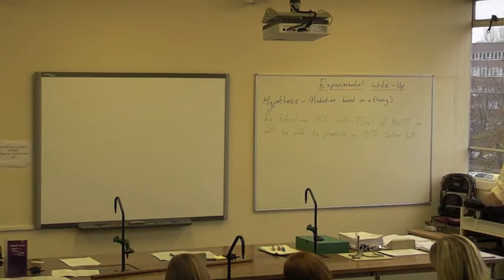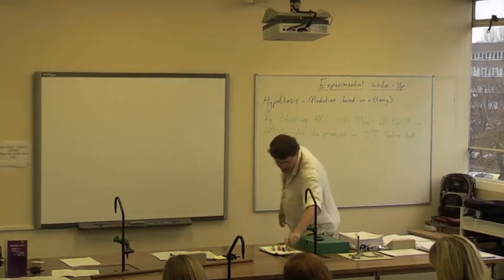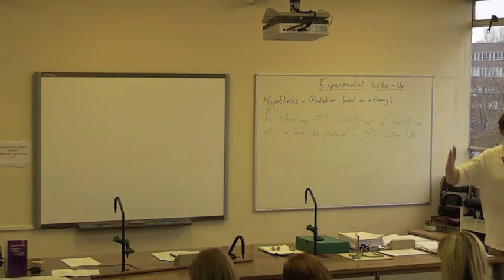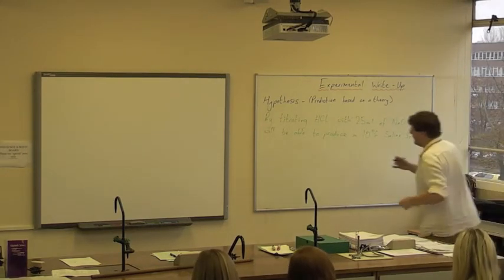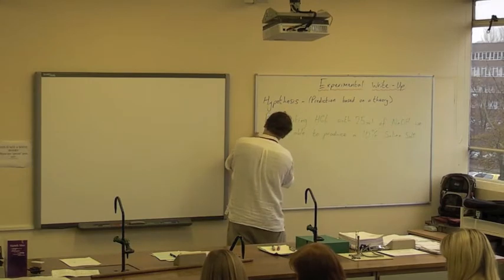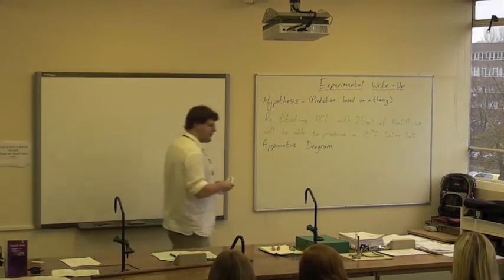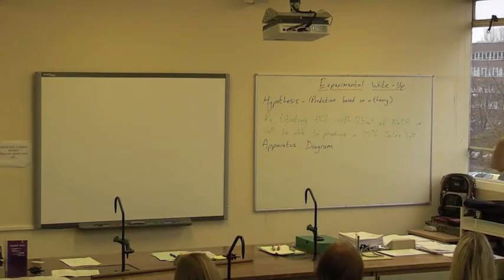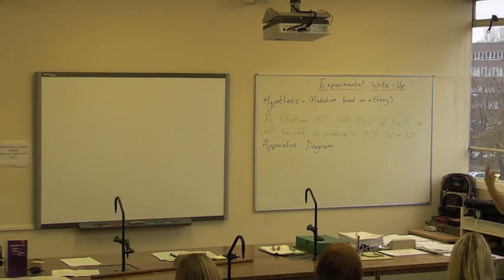An apparatus diagram shouldn't be anything particularly special. Certainly don't try and do apparatus diagrams in 3D. They should just be a 2D representation. An apparatus diagram that is drawn in pencil is absolutely fine. If you're writing up your experimental write-up by hand, then obviously you can draw your apparatus diagram in pencil. If you're word processing it, you can leave a gap and then go back and draw the apparatus diagram in pencil if you want to.